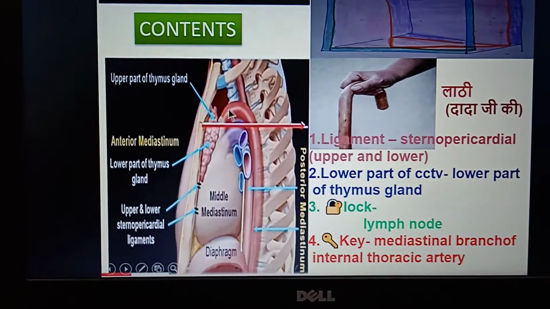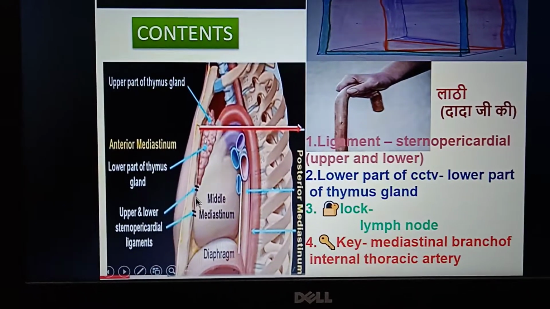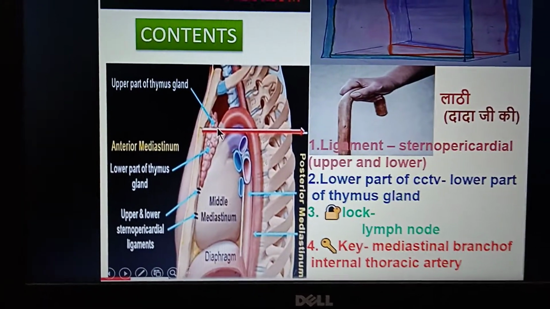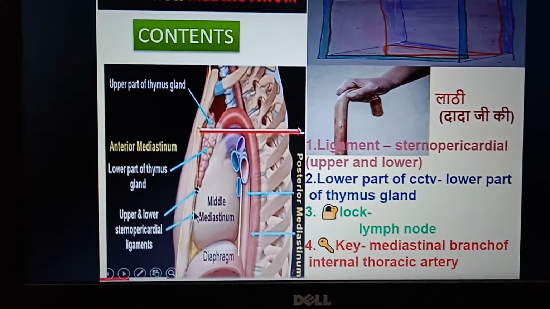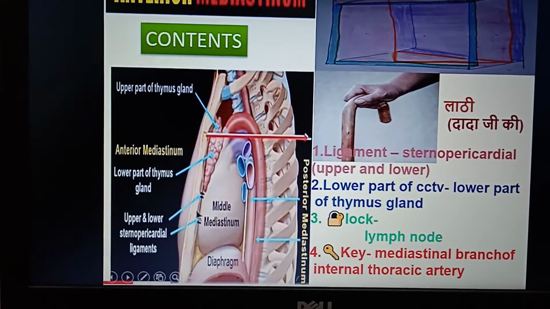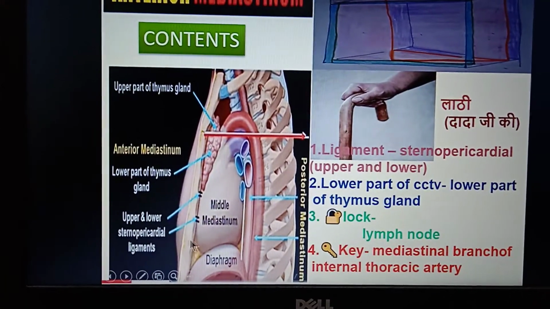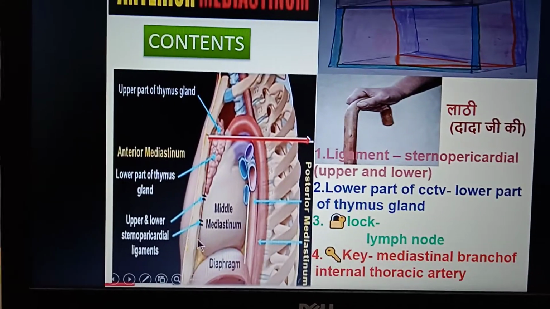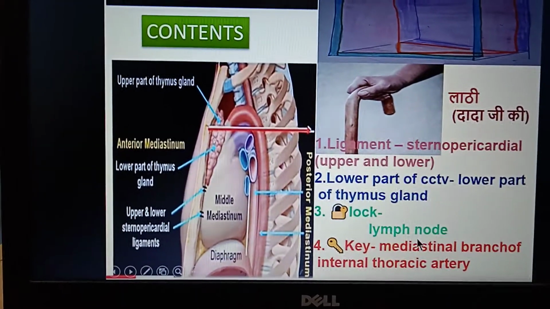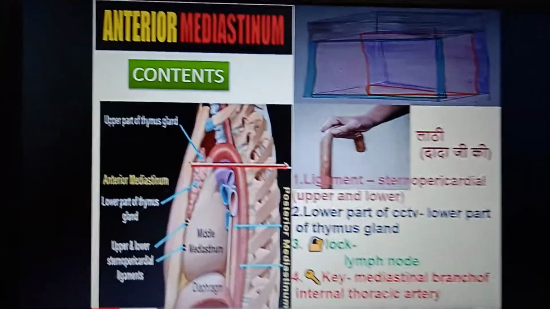Vitamin CD, what are the branches of subclavian? It is vitamin CD, and the second one is the internal thoracic artery, and they are giving out the mediastinal branch. So the internal thoracic artery is coming like this, just like my cursor, and mediastinal branches are coming out like this, where my cursor is. So it just looks like a key. So these are the contents of the anterior mediastinum.